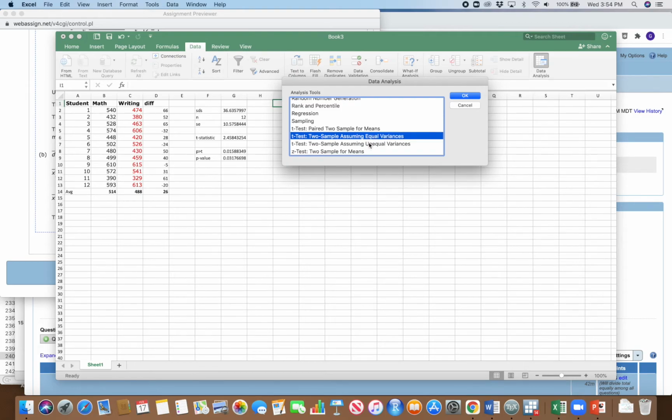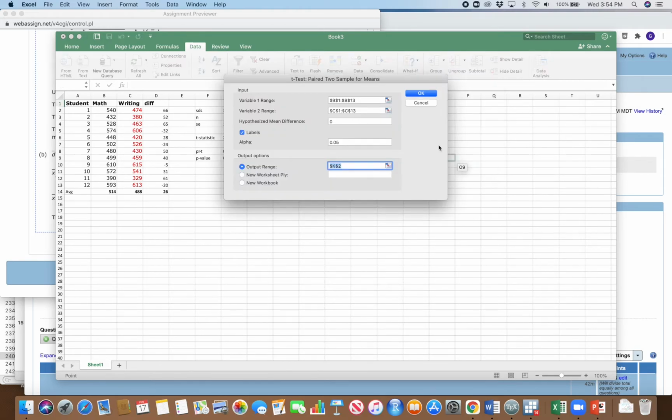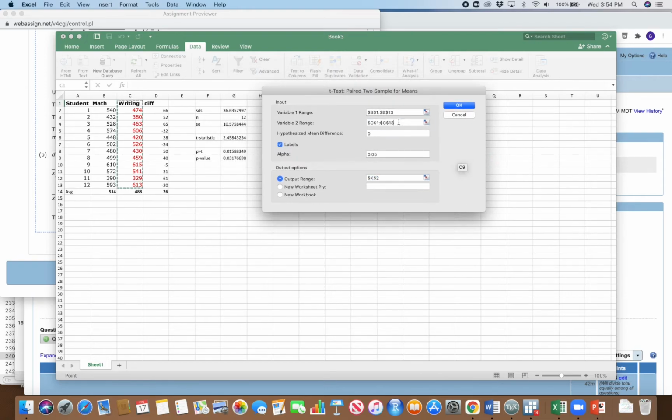Unless there's a special reason, like the homework problem tells you to assume that you have equal variances, then you can use that. But once we use this tool in Excel, when you open it for the first time in a new Excel session, I'll try to recreate what it looks like. The alpha is preloaded, so they assume you're going to use an alpha of 0.05. You can always change that.